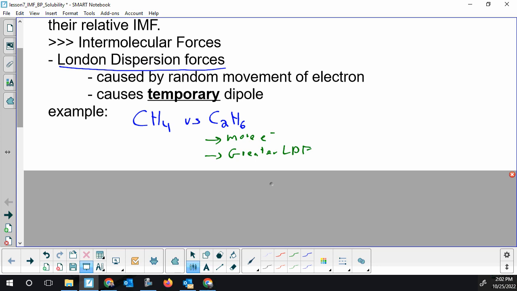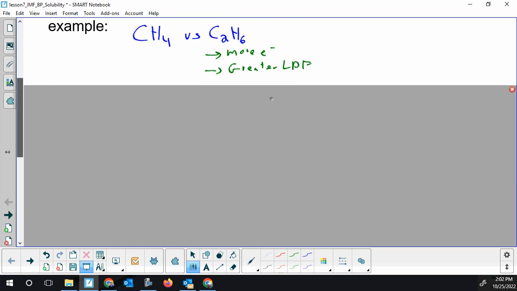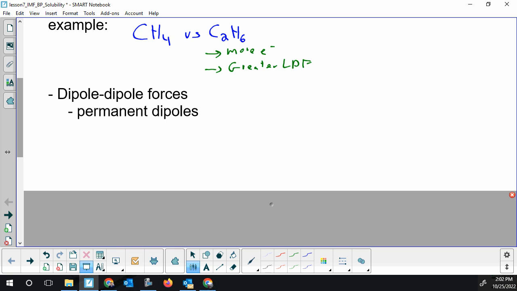Second force, the one we use the least, is dipole-dipole forces. Not because it's unimportant, but it's not typically in this unit what we'll be focusing in on to break our ties. Dipole-dipole forces are caused by permanent polarity, permanent positive and negative ends. We see a fair bit of polarity in fluoromethane.